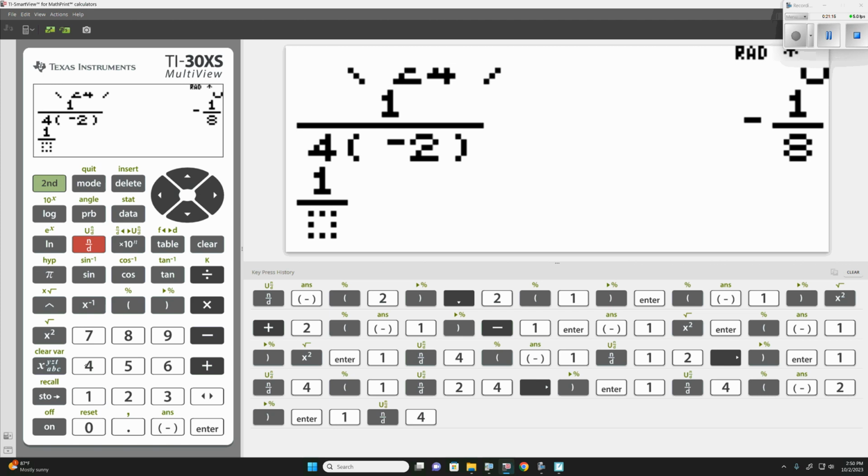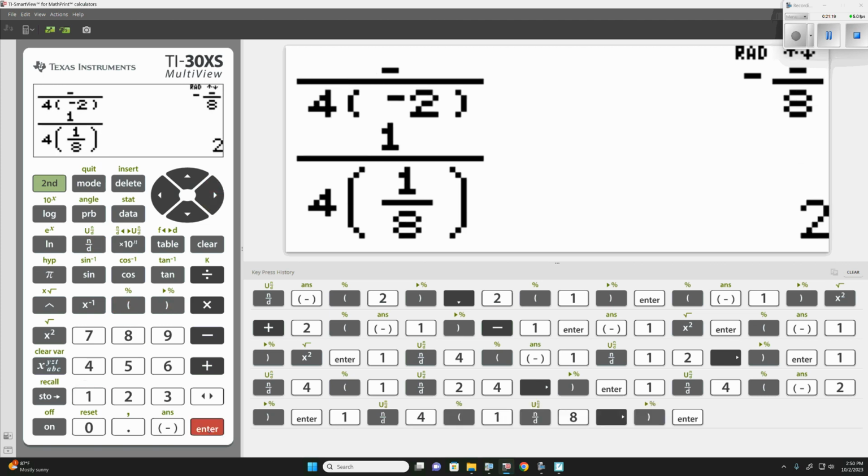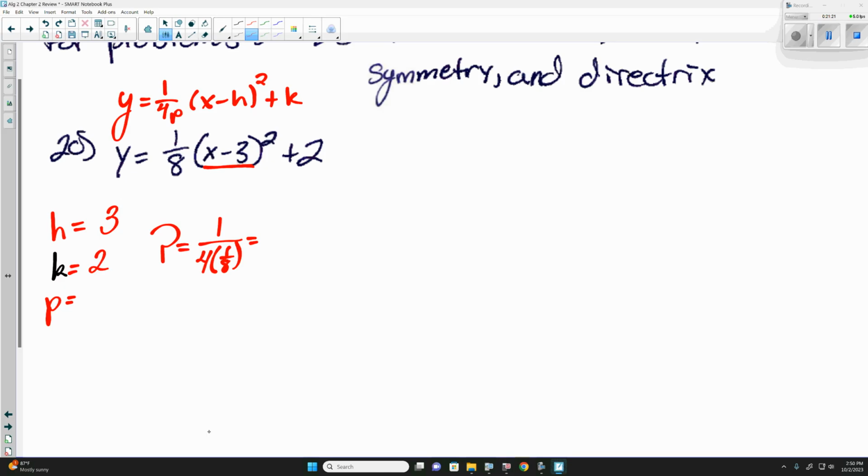1 over 4 parentheses 1 over 8 is 2. So the value of p in this case is 2.